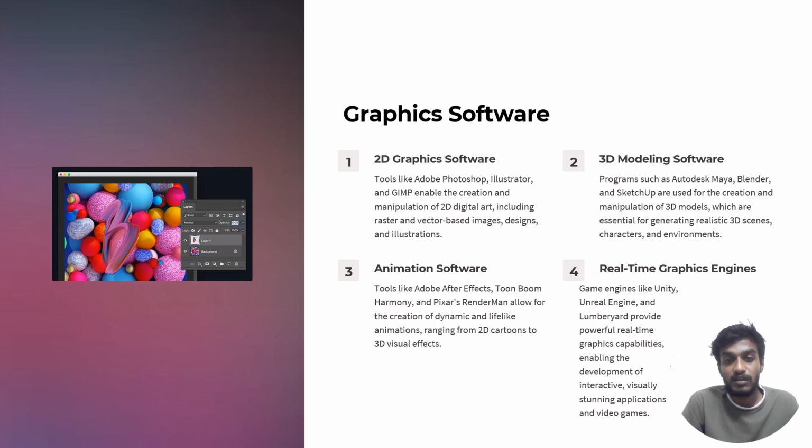Animation software tools like Adobe After Effects, Toon Boom Harmony, and Pixar's RenderMan allow for the creation of dynamic and lifelike animations, ranging from 2D cartoons to 3D visual effects. Real-time graphics engines: game engines like Unity, Unreal, and others provide powerful real-time graphics capabilities, enabling the development of interactive and visually stunning applications and video games.